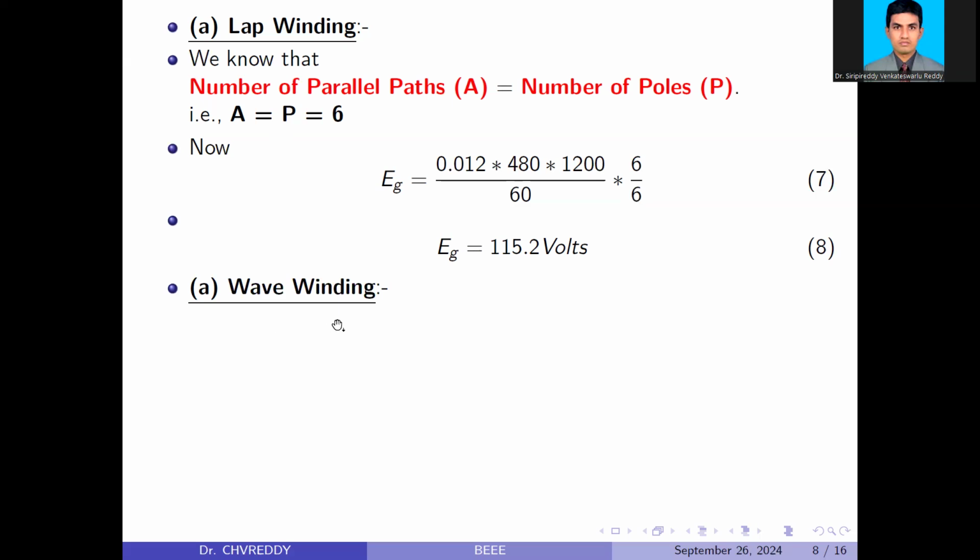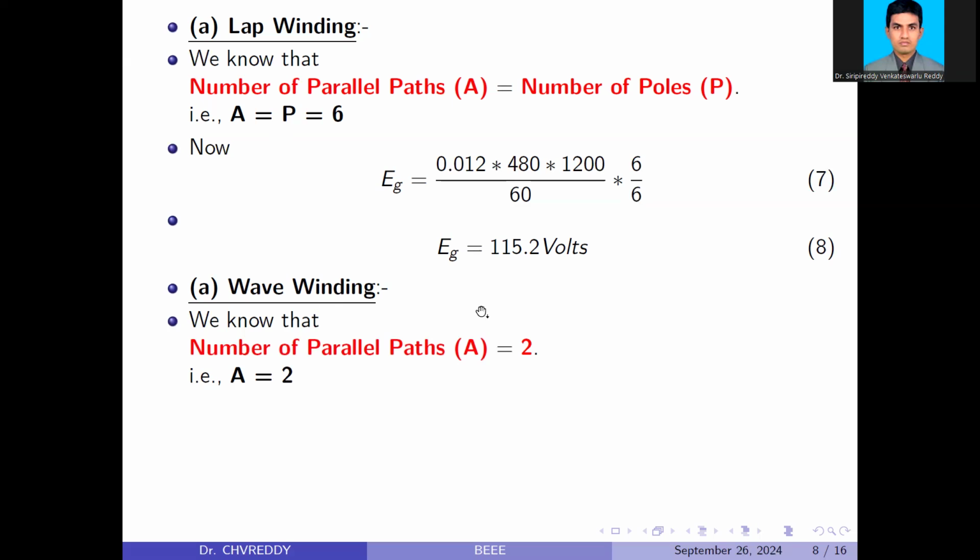The second one is the wave winding. For this wave winding, we need to calculate the generated EMF. We know that the condition in the wave winding is that the number of parallel paths A equal to 2, irrespective of its poles. So A equal to 2. Now the generated EMF is equal to phi N Z by 60 into P by A. Here phi is 0.012, N is 1200, Z is 480, divided by 60, into P which is 6, and A is 2. Why? Because now we are doing it for wave winding.